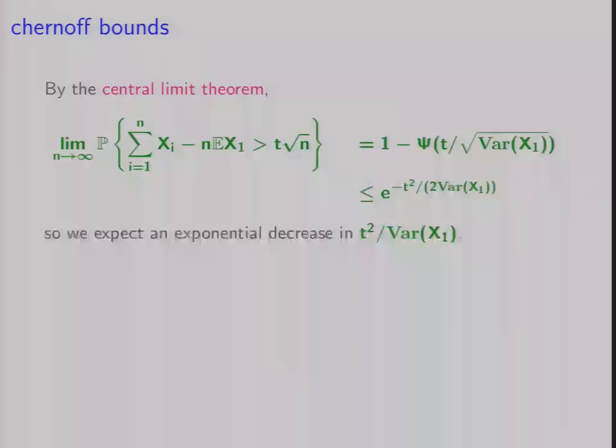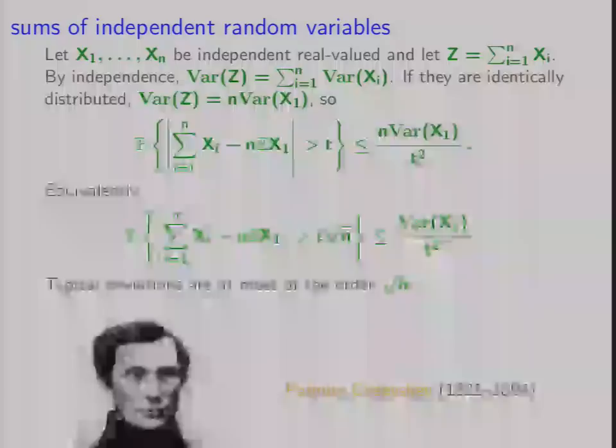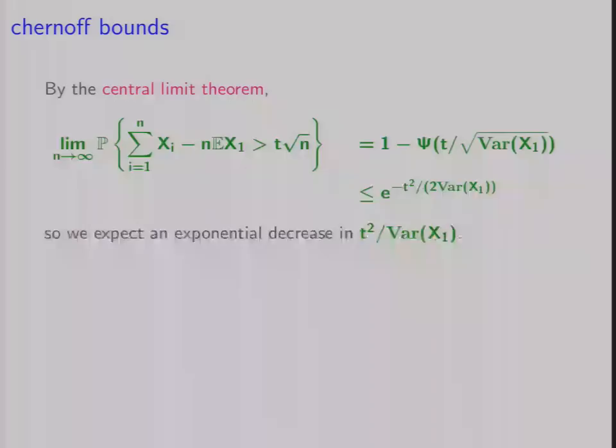The central limit theorem tells us that this is the right kind of order. If you look at the probability that the sum differs from its expected value by more than t times root n, then this thing converges to something. The central limit theorem is asymptotic. Chebyshev's inequality is not asymptotic. But still, if you look at Chebyshev's inequality, you see that this guy is small if t is large. If t squared is larger than the variance, then this will be small. And that's the same thing that the central limit theorem suggests. If t squared is much larger than the variance, then this will be small.